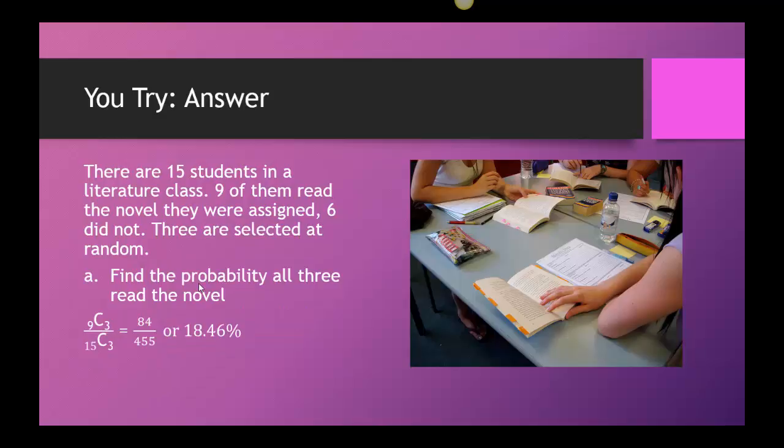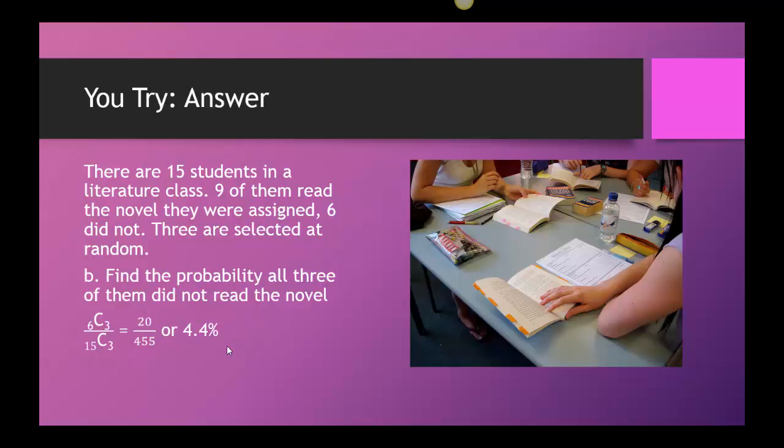Okay, so let's see how you did. All right, so the probability all 3 of them read the novel. Well, we had 9 people that read the novel, and we're selecting 3, so 9 choose 3 is 84. And then on the bottom, I have 15 students in the class, and we're choosing 3, so 15 choose 3 is 455. When I divide 84 by 455, I just wrote it out as 18.46%. You could have also written 0.1846. That's fine. On the test for sure, I'll tell you how many decimal places I want. Don't worry about it. I know I switch sometimes in the video, but I will be very, very sure to tell you what I want every time so that there's no guessing for you.